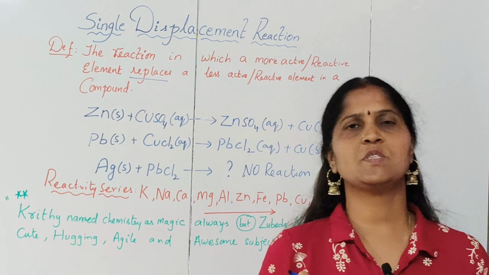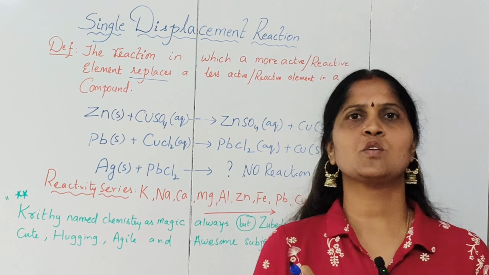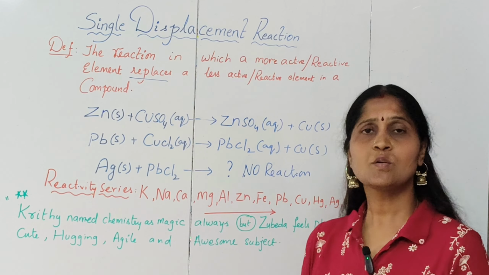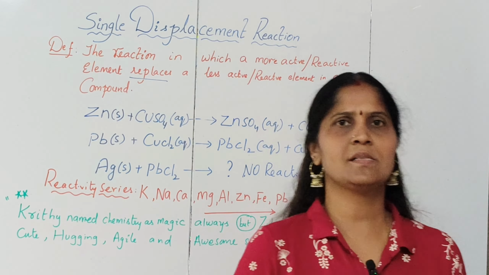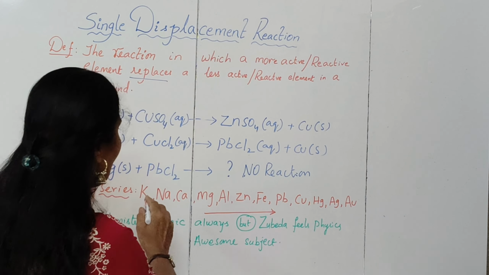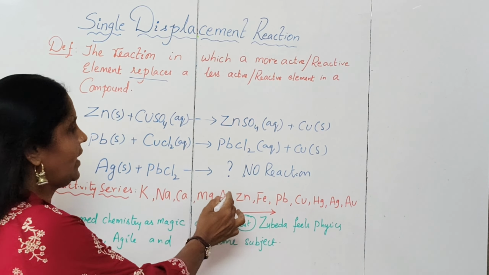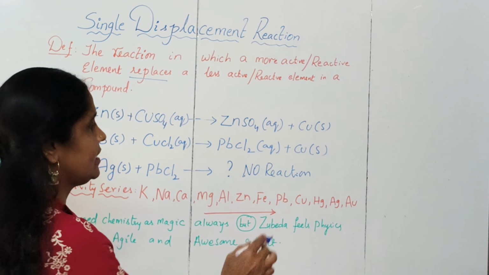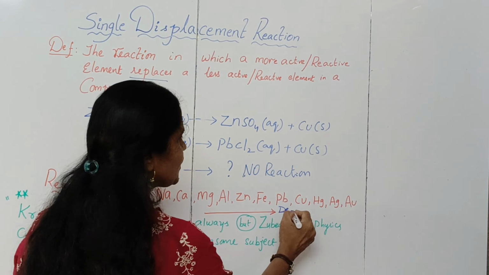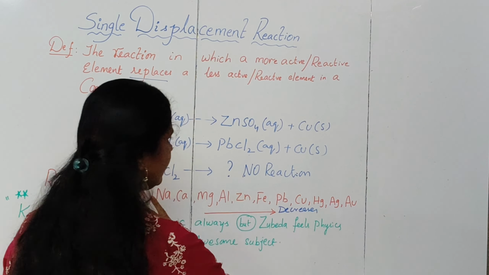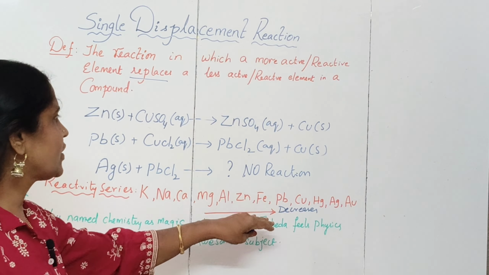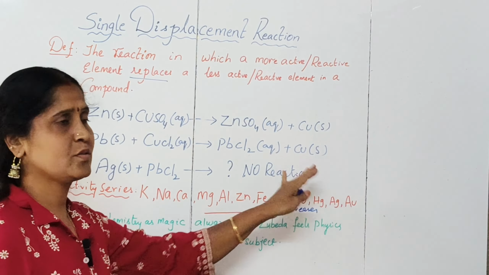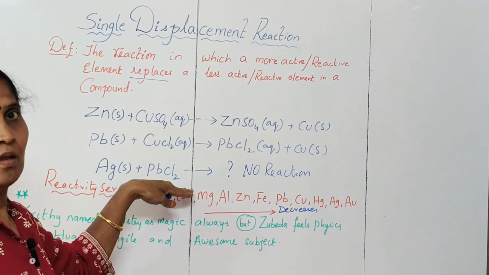In the exams, for the MCQs, they may ask such types of questions. You can easily find out if you know the reactivity series, which is very important. So what is the reactivity series of different metals? You have potassium, sodium, calcium, magnesium, aluminium, zinc, iron, lead, copper, mercury, and then silver and gold. The reactivity decreases down the line like this. In this you can see lead is more reactive compared to silver. So that's why no reaction could happen here.